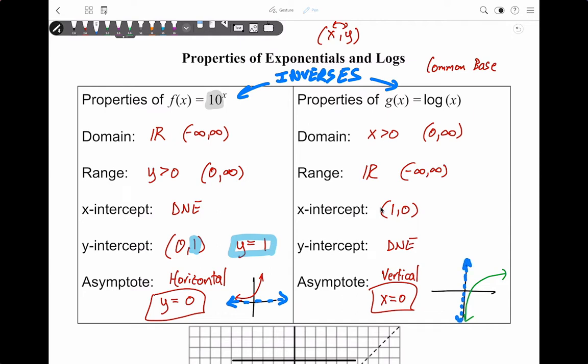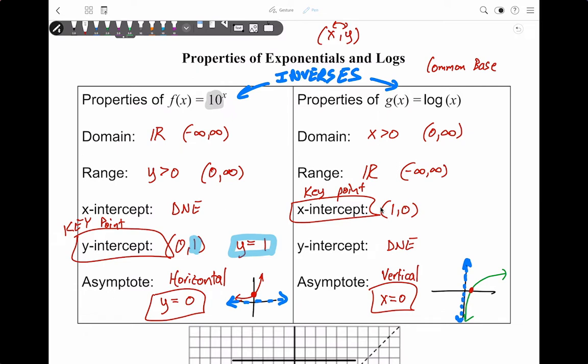Okay, so those are the quick attributes, the differences between both of them. But I do want to make sure that you understand that there are key points to these graphs. The y-intercept is a key point. It's like a pivot point that we use with transformations. It's at 0, 1. And then 1, 0 is a pivot point, a key point of 1, 0 here with the log of x, okay?